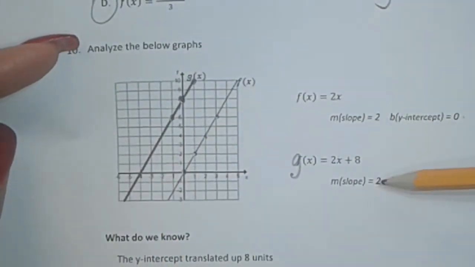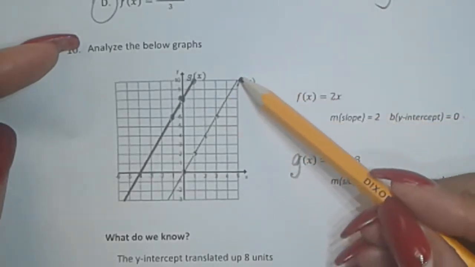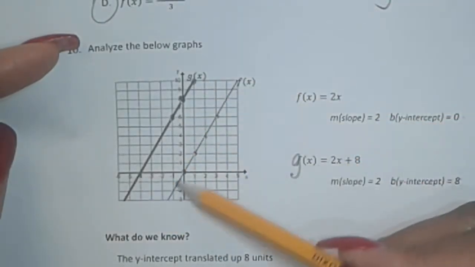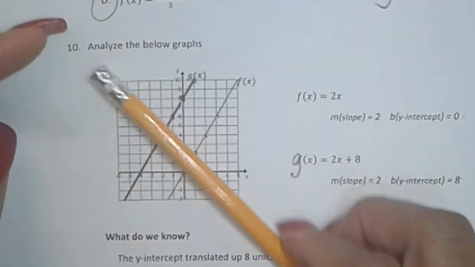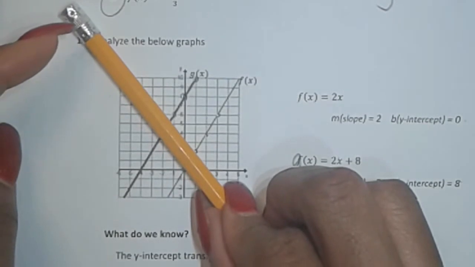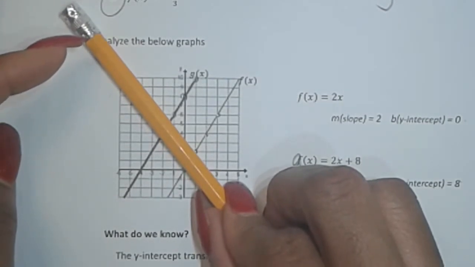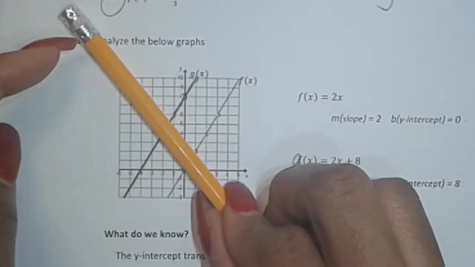So what do we know? Well, the steepness of the lines did not change. That means they have the same slope. Even if the slope was in the other direction, you take the absolute value of it. That just means you treat it like it's positive.